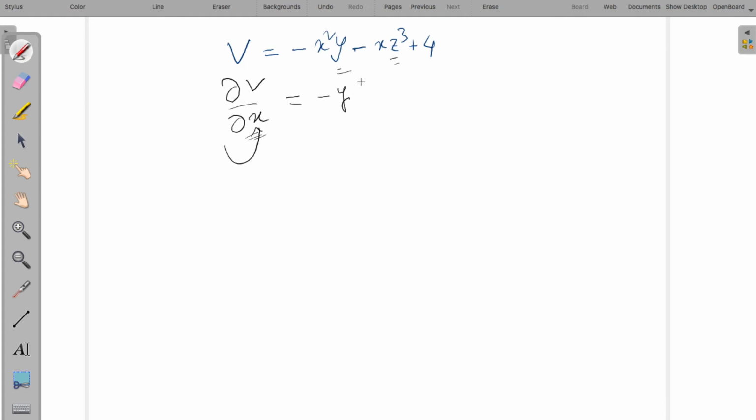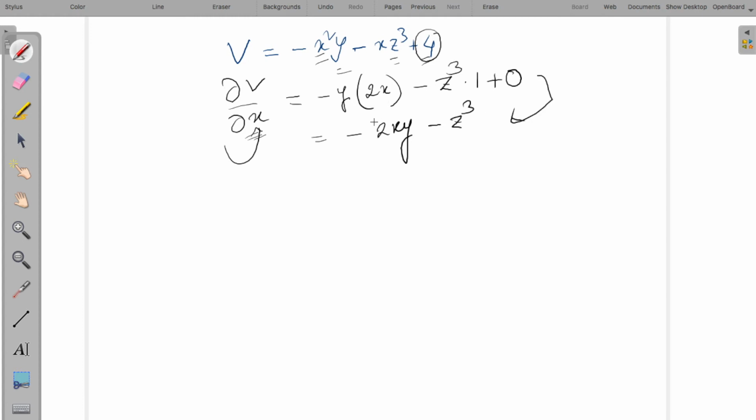So here you can see this y variable is a constant, and now we can write a minus y, and if we differentiate x squared, it becomes 2x. In the next term you can see z is a constant and x is the variable here. So if we differentiate with respect to x, it becomes 1, and the last term is 0, because the differentiation of 4, a constant, is 0. So now we are getting minus 2xy minus z cubed, right? Just after simplification it becomes like this.